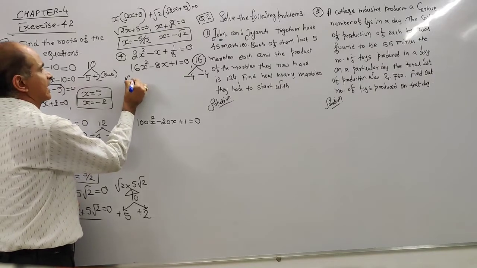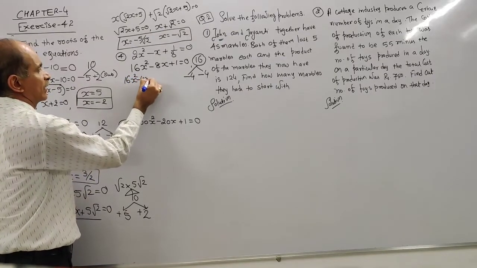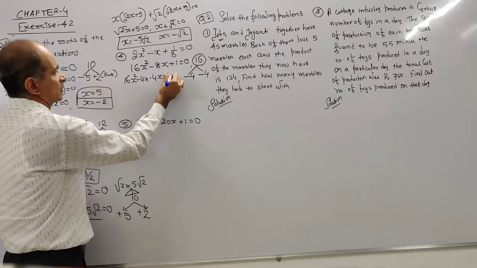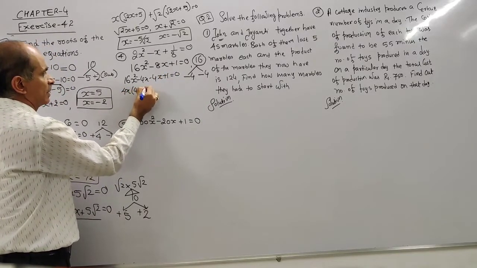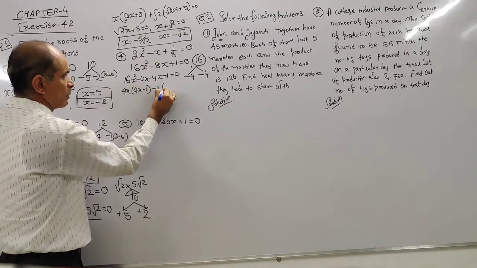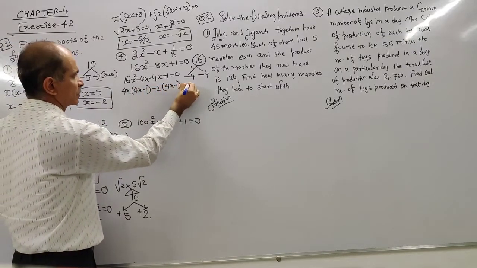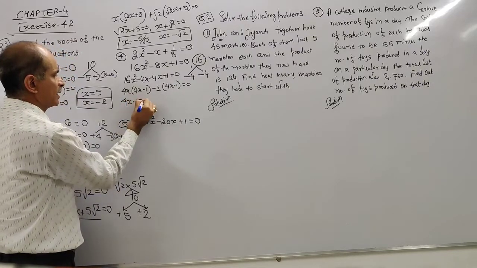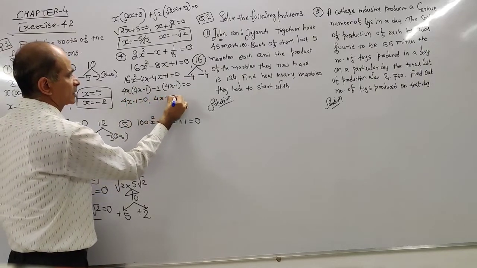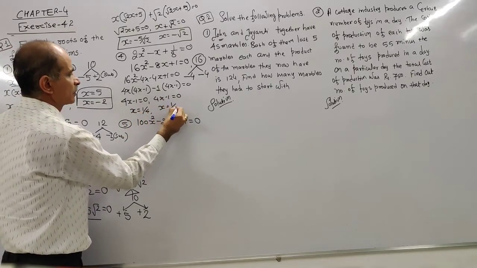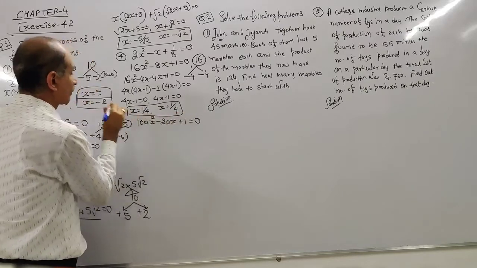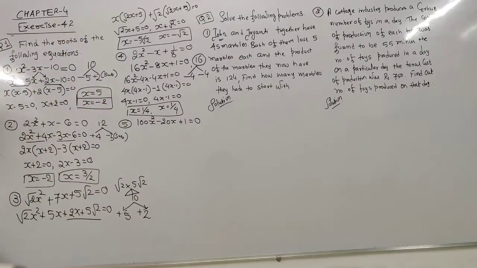So 16x square minus 4x minus 4x plus 1 is equal to 0. 4x common, you get 4x minus 1. Minus 1 common, then you get 4x minus 1 is equal to 0. So the first one, 4x minus 1 is equal to 0. Therefore x is equal to 1 by 4 and x is equal to 1 by 4. They are the roots of the equation.